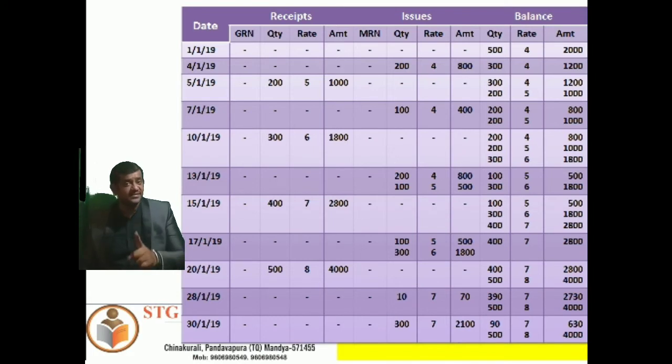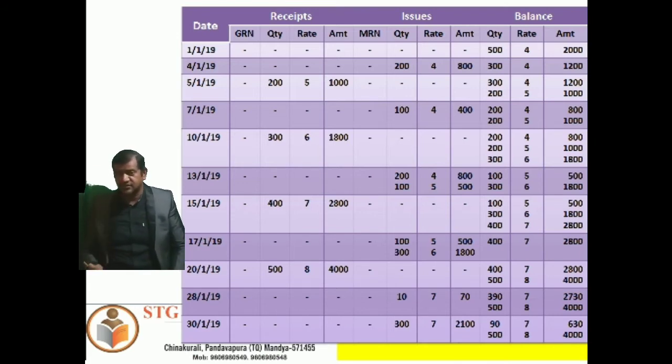At what rupees? Because it is first in first out, whichever is on the top of the balance column, that is 300 units. Out of that, how much are we issuing now? 100 units of rupees 4 each. 100 into 4, 400 rupees.